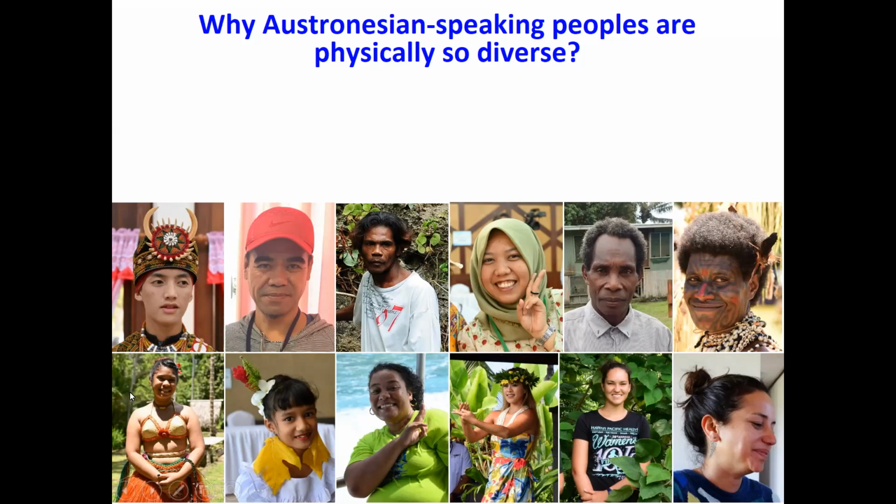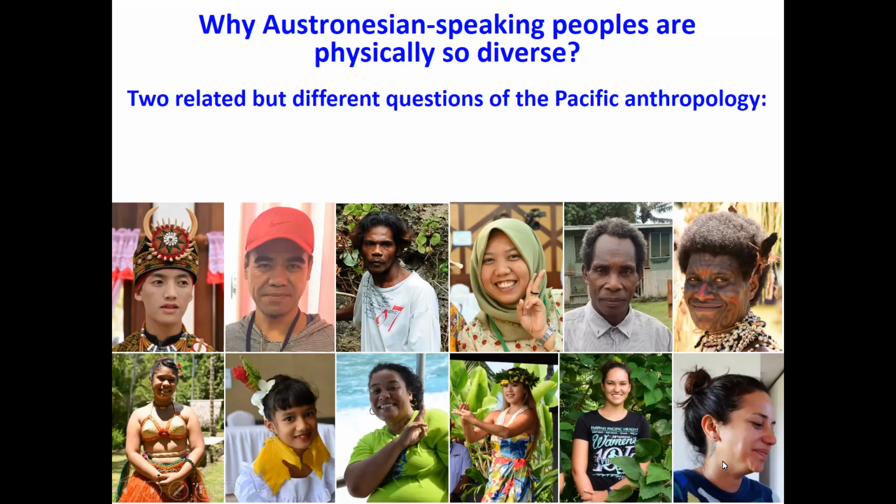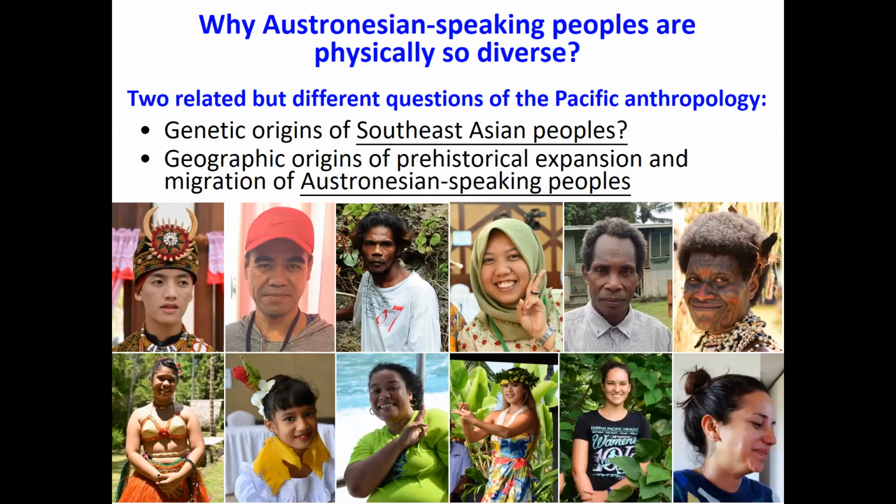And this is a lady from Palau, and this is a lady from Marquesas. These two ladies are from Hawaii, and this lady is from Rapa Nui. Okay, so basically, what we're looking at is a culturally and linguistically homogeneous group, but physically very, very different people. Because of this, there are two questions related to Austronesian-speaking people.